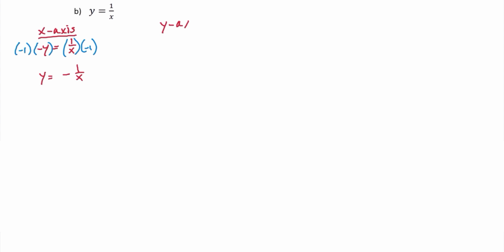Next, we'll test the y-axis. To do this, we replace x with -x. Y equals 1 over -x, or we can rewrite that as y equals -1 over x. That is not the same as the original, so we don't have symmetry about the y-axis.